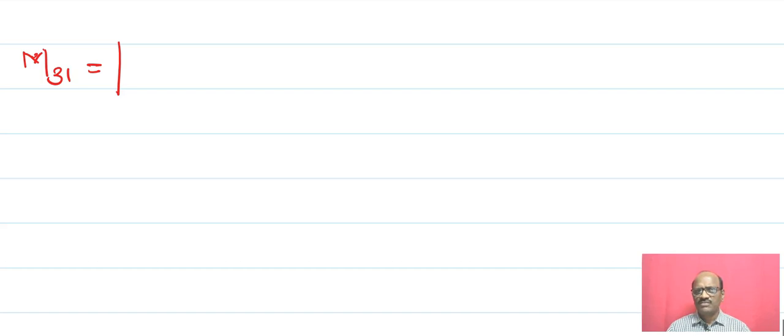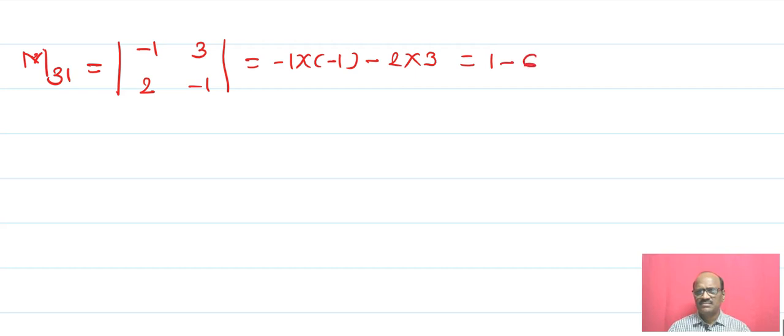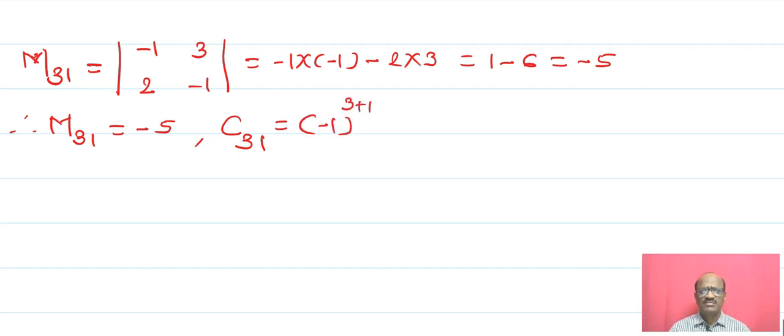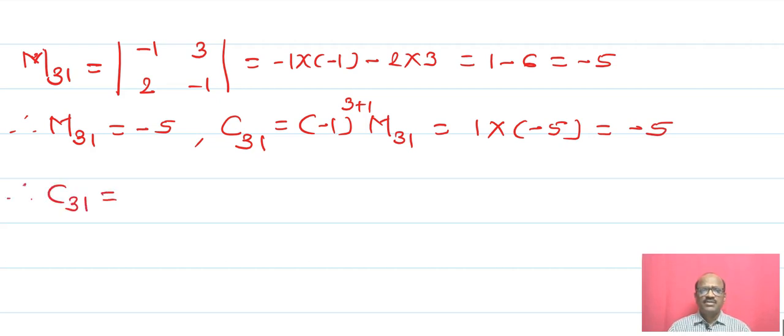Now the minor of 3 1: minus 1 into 3, 2 into minus 1. Minus minus will become plus, so 1 minus 6, that is minus 5. So M31 is minus 5, and its cofactor C31 is minus 1 raised to 3 plus 1, into M31, that is 1 into minus 5, overall minus 5. Therefore C31 is equal to minus 5.